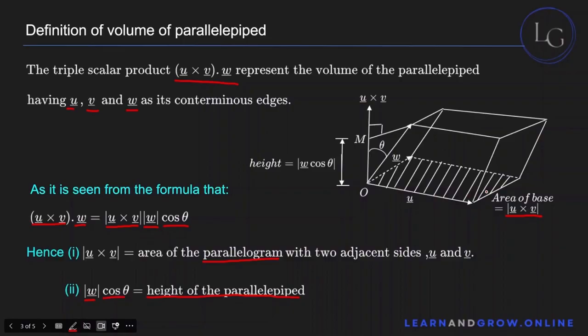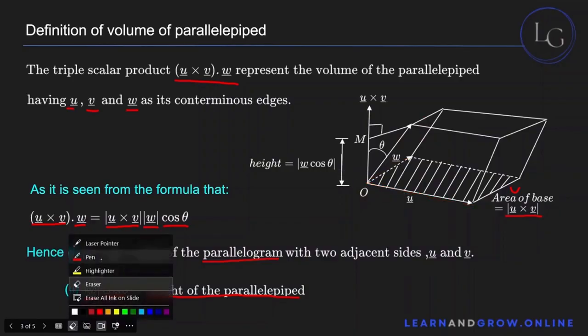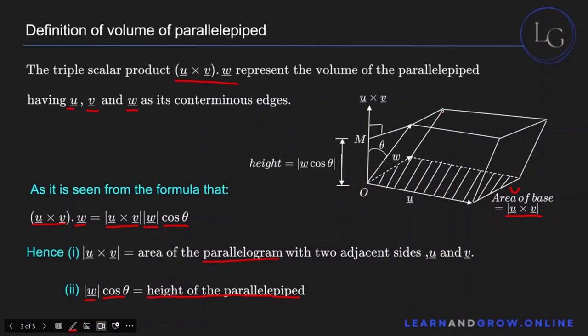If you take this v and this w as the base, then u will be the height, right? And the third case would be if you take w and u as the base. In which case, for simplicity's sake, let's take this w, so this is w and this is u.